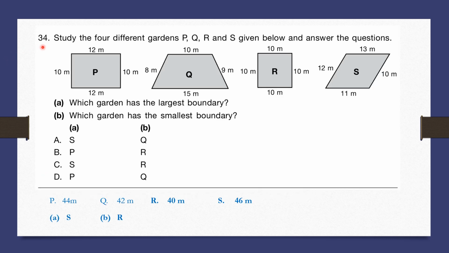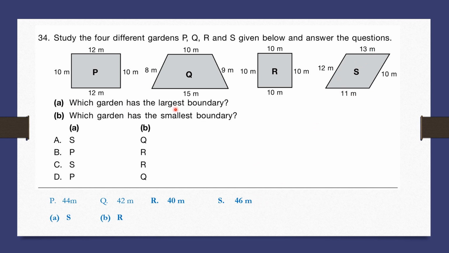Question number 34. Study the 4 different gardens P, Q, R, S given below and answer the questions. So the perimeter of all the gardens is given. Which garden has the largest boundary? To calculate this, we calculate the perimeter of all the gardens. So this is a rectangle. So 20 plus 24, which is 44 meter. Now calculate here: 8 plus 10 plus 9 plus 15, which equals 42 meter. R is 10 times 4, 40 meter. And S equals 10 plus 11 plus 12 plus 13 equals 46 meter.